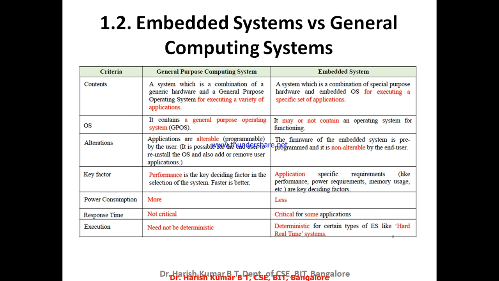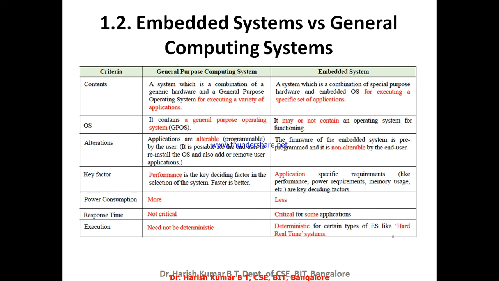Now we are going to discuss the comparative study between the embedded system and the general computing system. When I say general computing system, it is your general computer system. It may be a laptop or a desktop, for example. First we'll try to understand the general computing system with respect to the embedded system by looking into their contents. The general computing system is a system which is a combination of general hardware, generic hardware, and a general purpose operating system for executing a variety of applications. So there are no restrictions here.